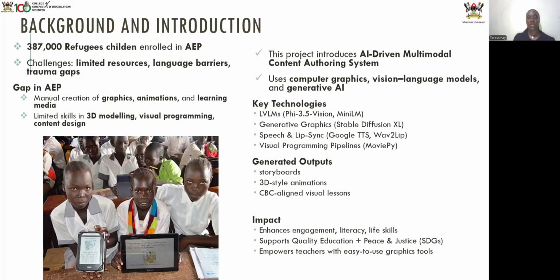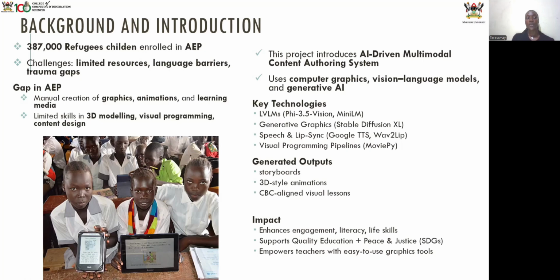Then when it comes to the background and introduction, first of all, over 387,000 refugee children are enrolled in accelerated education programs with challenges like limited resources, language barriers, trauma gaps. And then some of the gaps in these accelerated education programs are that educators have to create graphical and learning media manually, let's say drawing by hand to make students understand, yet to some extent they lack skills in maybe 3D modeling, visual programming, and content designing.